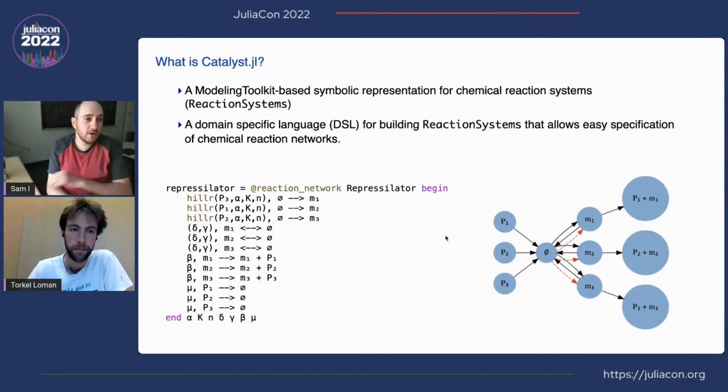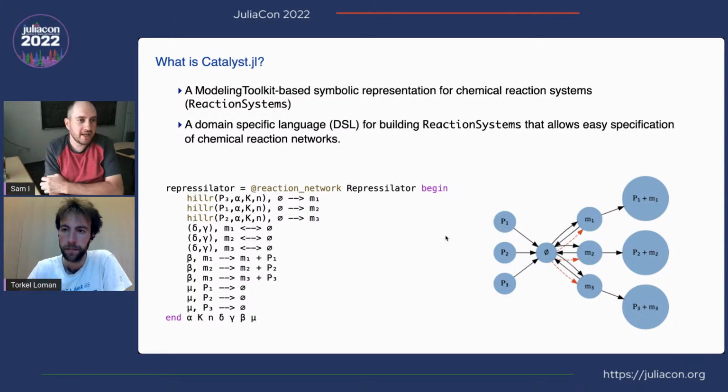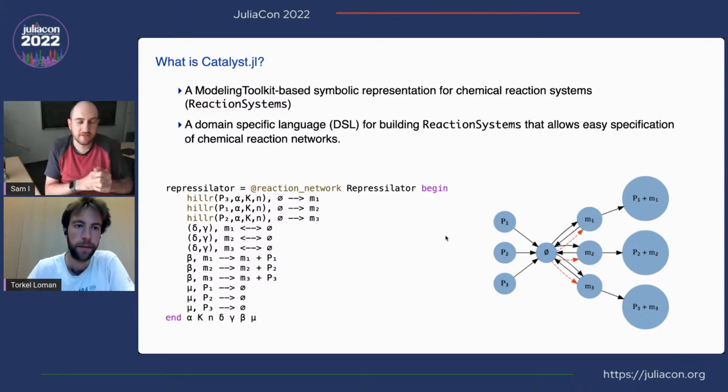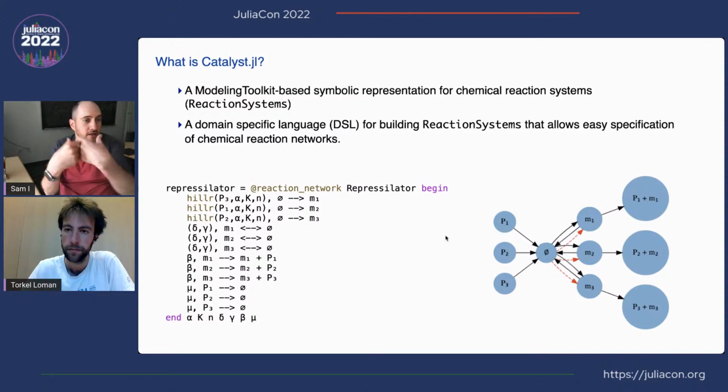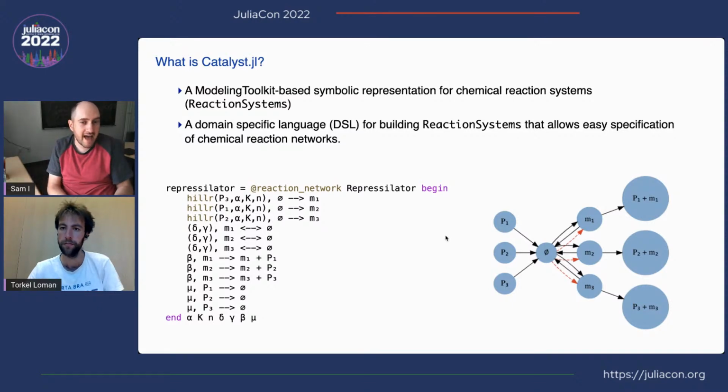So we're mainly going to be going through Pluto notebooks to show you how to do stuff in Catalyst today, but I wanted to give you maybe an 8 or 9 minute overview of what Catalyst is and how we're going to use it before we get into going through the details. So Catalyst.jl is a ModelingToolkit-based symbolic representation for chemical reaction systems. It creates something called the reaction system, which stores a symbolic representation of chemical reaction networks. It also includes a domain-specific language for concisely entering reaction systems into Julia. And then from that language, these symbolic reaction systems are produced.